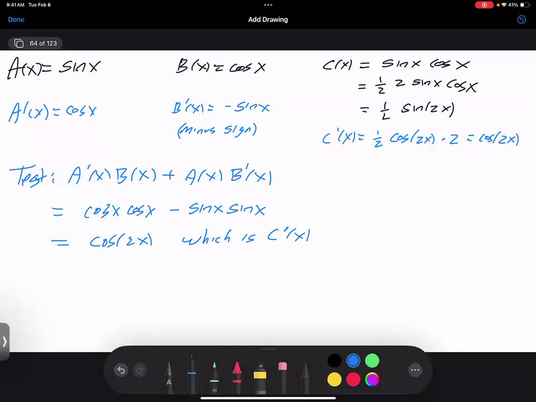So assuming we actually know what the derivative of sine and cosine are, assuming we know some trig identities, this is a verification of the product rule. Have I proven the product rule? No, but this is a lot more evidence in support of the product rule.